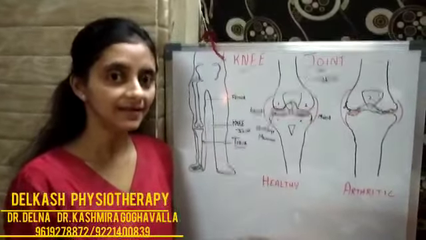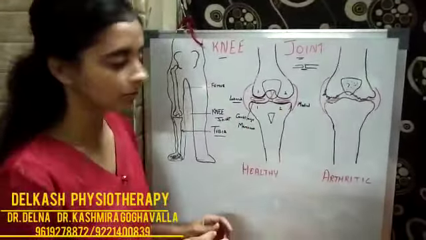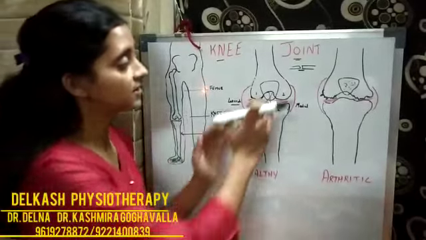So in a healthy knee, these structures are intact. Along with these structures of the meniscus, you also have some supporting ligaments by the side and in the center of the knee joint in order to maintain the stability of the knee joint. So these are the ligaments.